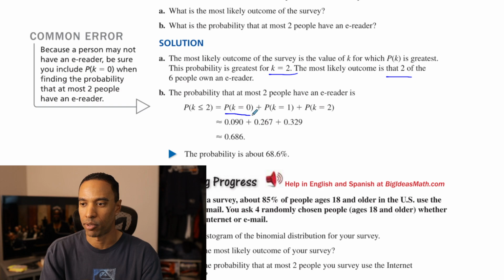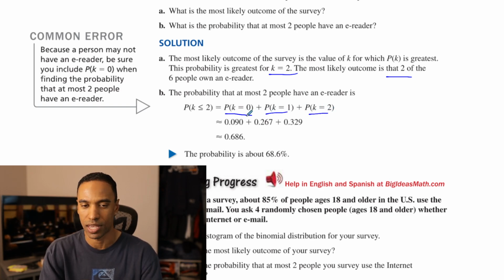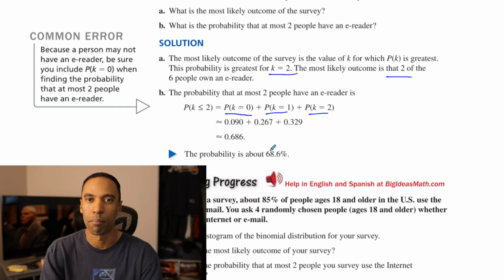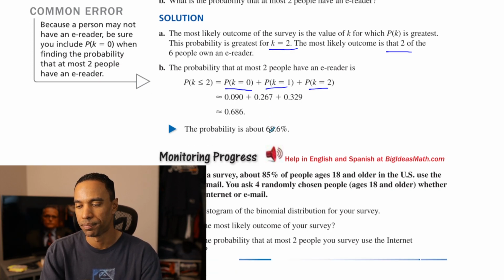But notice they're going to take the probability of 0 people doing it plus 1 plus 2. 0 or 1 or 2 is at most 2. You have a 68.6% probability that 0, 1, or 2, that at most 2 people own an e-reader.